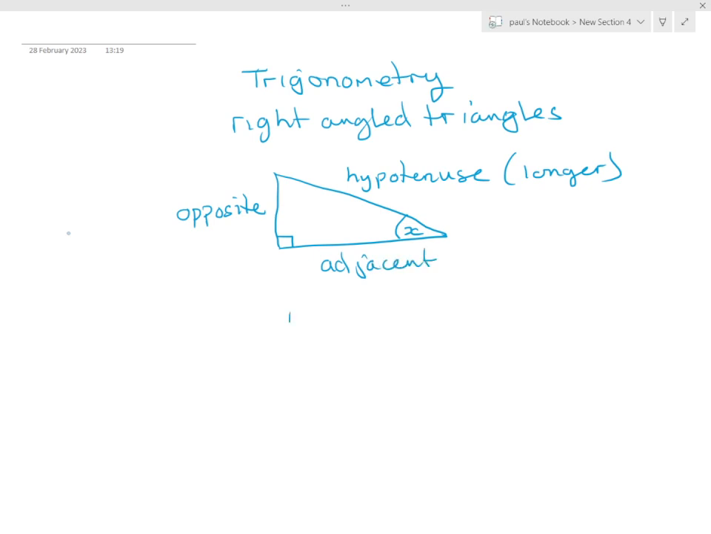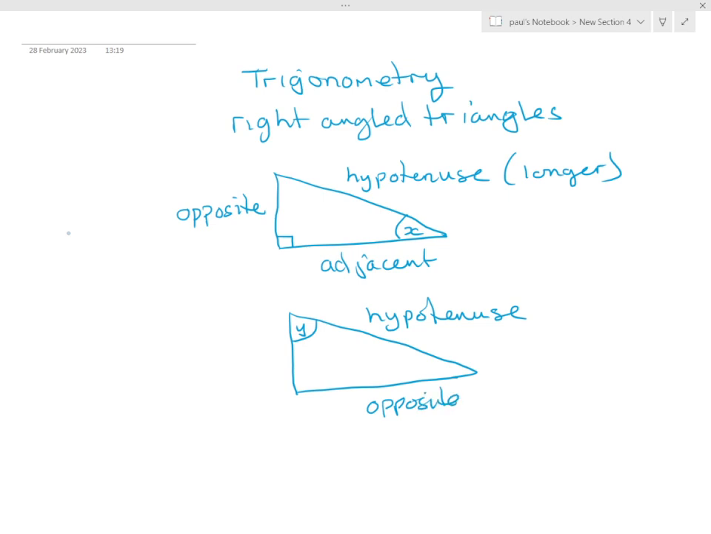Now, if the angle that we're worried about is at the other end, angle Y, then this again is the hypotenuse, the longest side, and this one down here is the opposite. And this one here is the adjacent. So the hypotenuse always stays in the same place, but the adjacent and the opposite sides can swap around depending on where you are, which angle you're looking at. Right, so we've got that.